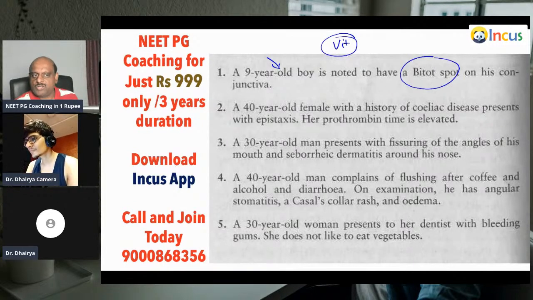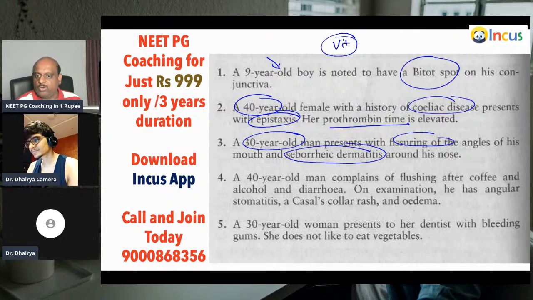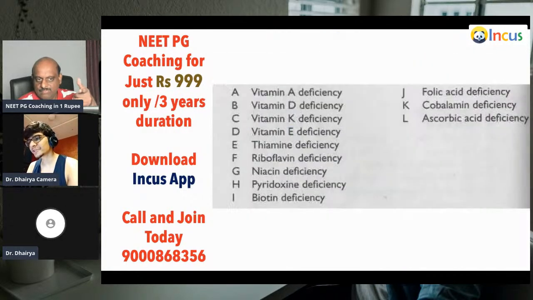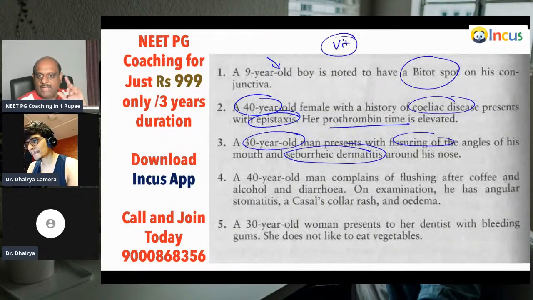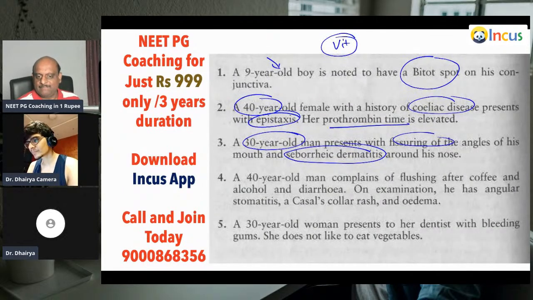9-year-old boy, Bitot spots. Vitamin A. Very good. 40-year-old female, celiac disease, epistaxis, PT elevated. Vitamin K. And 30-year-old man, fissuring of the angles of the mouth, seborrheic dermatitis. I'm not sure, sorry. The 30-year-old man, fissuring of the angles, riboflavin deficiency.